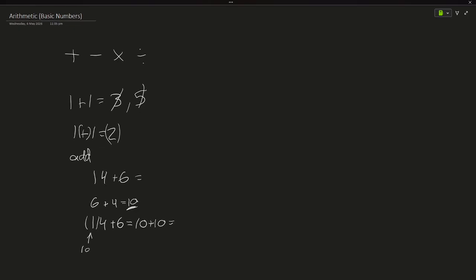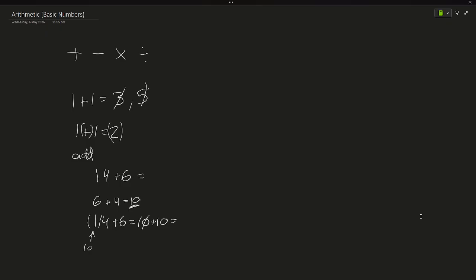We know 10 plus 10, if we take away the zeros, we are left with 1 plus 1, which equals 2. But we have to add a 0 because 10 plus 10 equals 20. So let's move on.